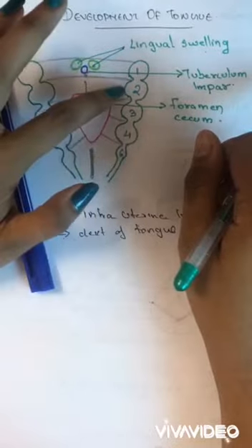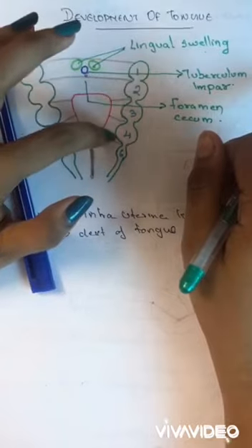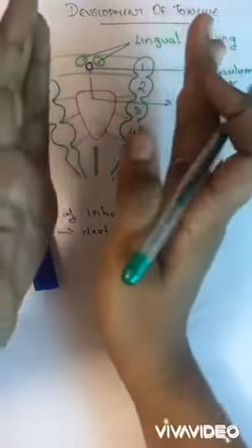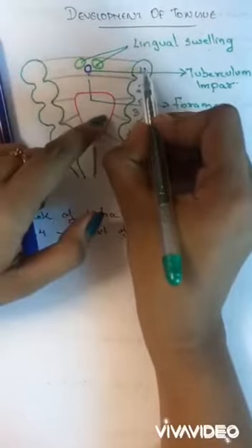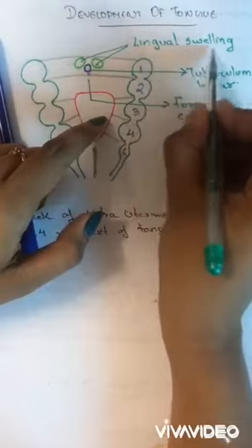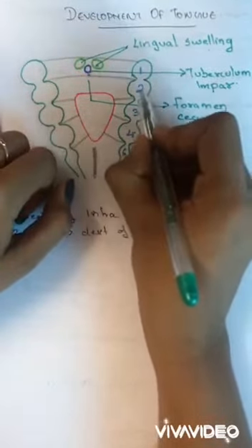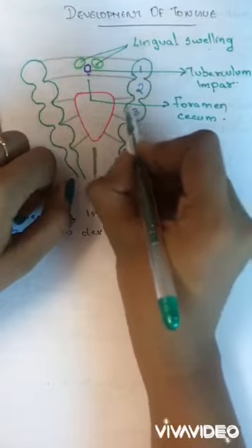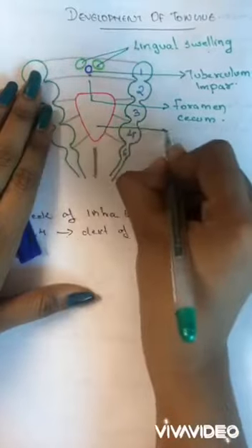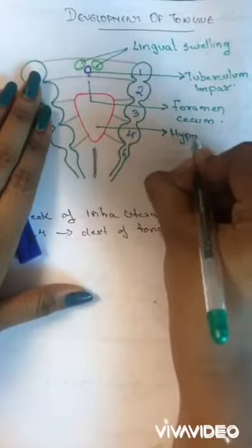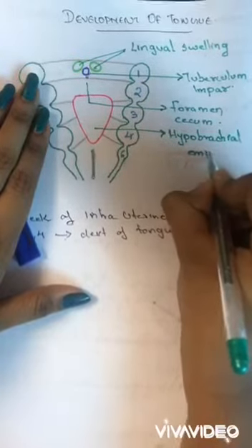Now moving on to the rest of the pharyngeal arches, we have second, third and fourth pharyngeal arches. The mesoderm of the second, third and fourth pharyngeal arches will grow and fuse in the midline and give rise to a single swelling. Here the first pharyngeal arch gave rise to two swellings, lingual swelling and tuberculum impar, while the mesoderm of the second, third and fourth arches grow and fuse and form a single swelling, known as hypobronchial eminence.